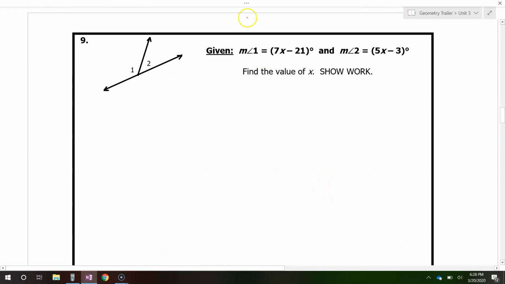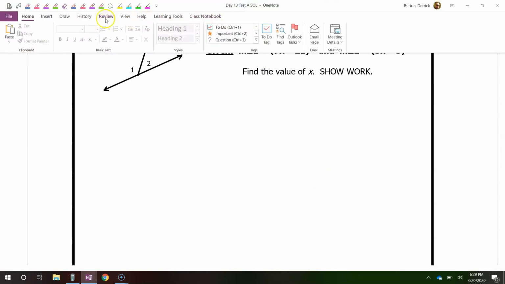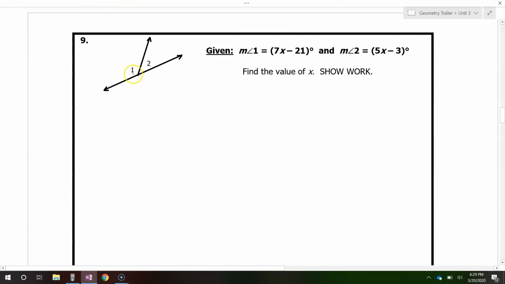All right, what is up with problem number 9? I'm looking at you, problem number 9. I see we have a linear pair. These are going to be supplementary, all right? Together they make a straight line, like a semicircle. That's a total of 180 degrees. So these two have to add up to 180.